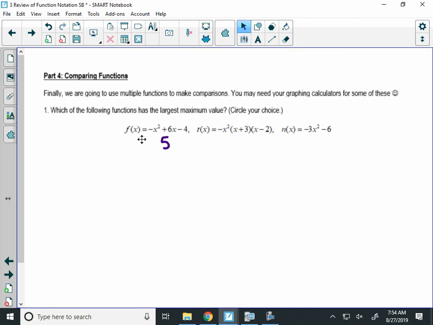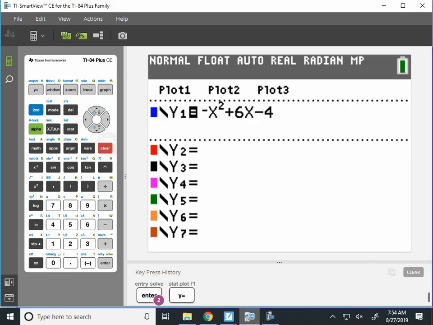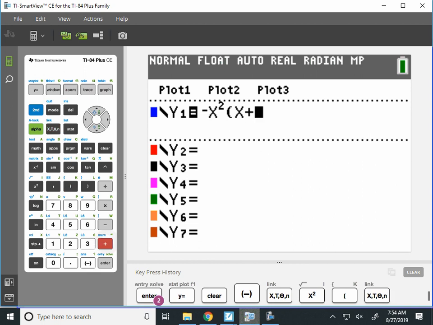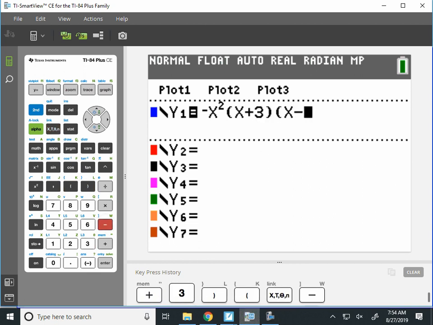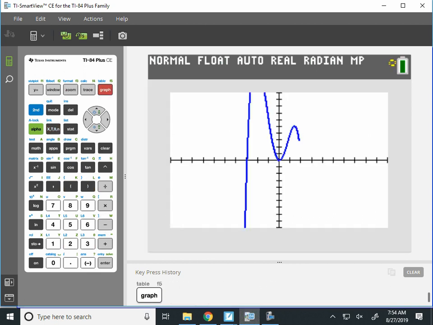All right, t of x. Let's graph this one. -x², x plus 3, x minus 2. Okay, so -x², parentheses, x plus 3, x minus 2. And again, hit graph. You can't see the maximum here. It's a cool looking graph. It's actually a quartic function. Looks different than our parent function, but it's a quartic function.